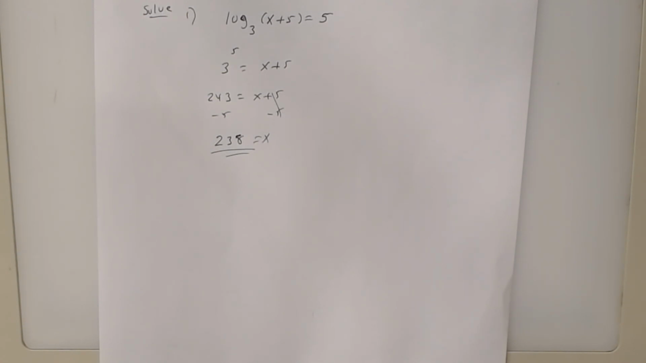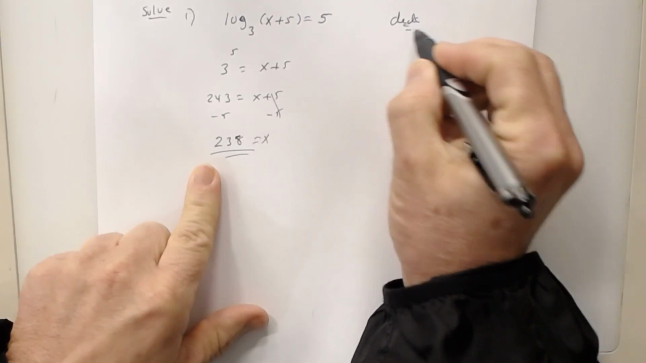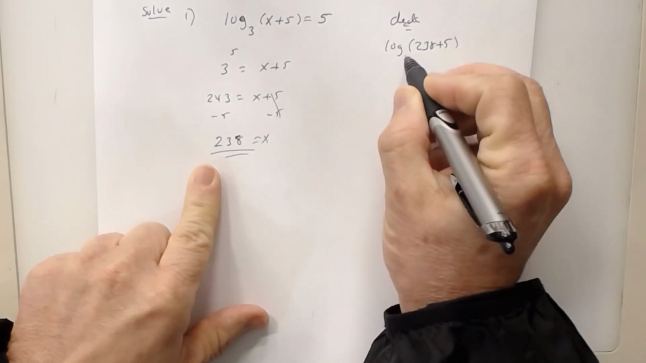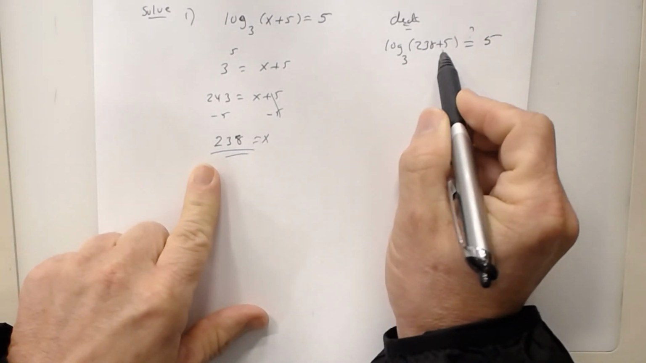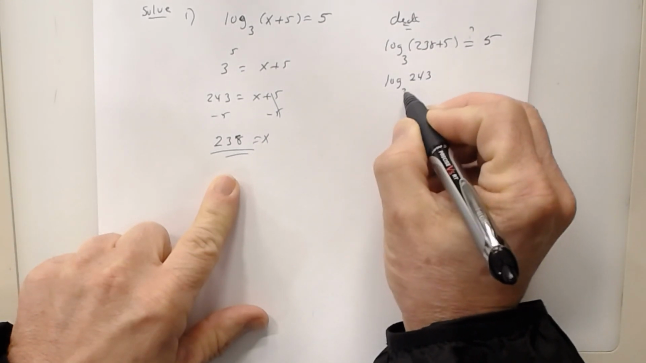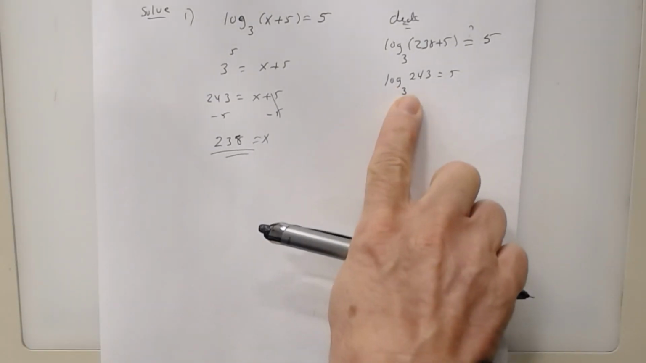Now let's go ahead and check it, although we haven't talked about this, but let's talk about it now so that you can check this. So here's how you check this. Just like with any equation, you take this value, plug it back in, right? So let's check it. So it'll be the log of 238 plus 5 base 3, and I want to see that's equal to what? 5. All right, what's 238 plus 5? 243? All right, so I want to see, is this side equal to 5?